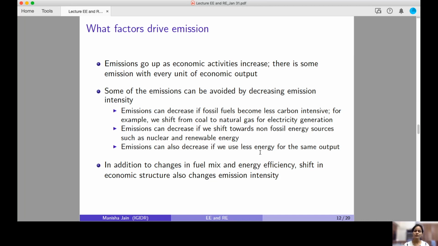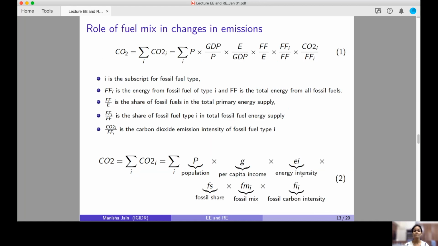But if you look at these two, these are basically changes in fuel mix, energy fuel mix. And this is energy efficiency, not strictly speaking energy efficiency, but decline in energy intensity or change in energy intensity. So in addition to changes in fuel mix and energy efficiency, shift in economic structure also changes emission intensity. And we'll see how this is happening.